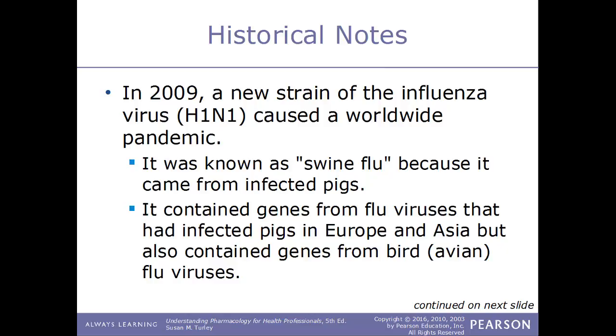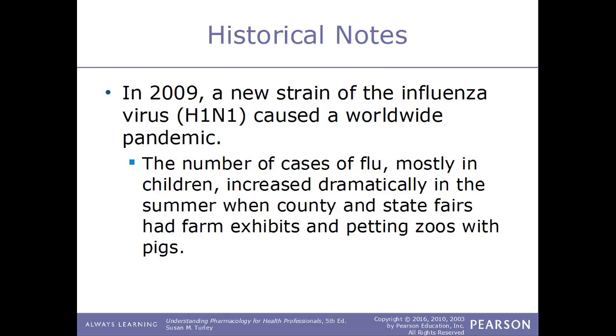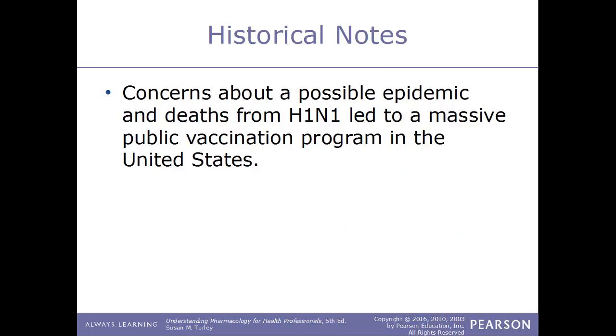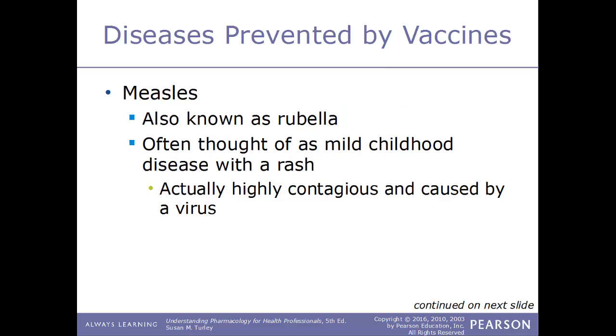It contained genes from the flu virus that had infected pigs in Europe and in Asia, but also contained genes from bird flu viruses. The number of cases of flu, mostly in children, increased dramatically in the summer when county and state fairs had farm exhibits that contained petting zoos, and those petting zoos had pigs. Now, concerns about a possible epidemic and deaths from H1N1 led to a massive public vaccination program in the United States. Some other examples of diseases that have been prevented by vaccines.